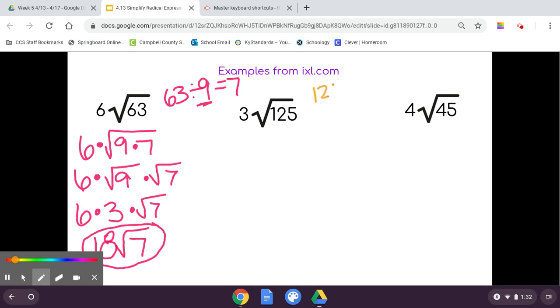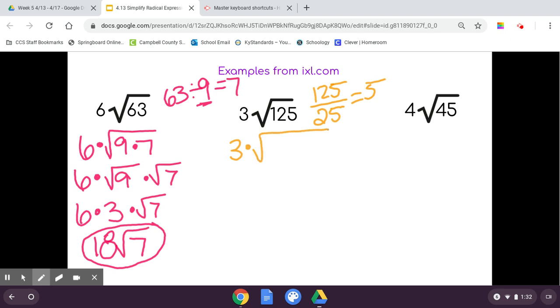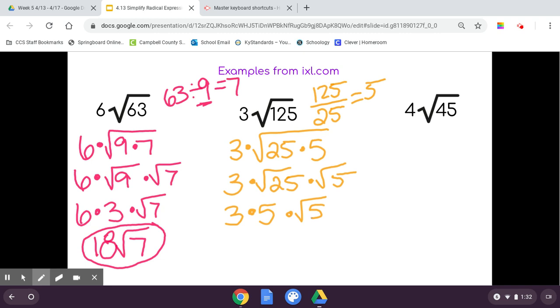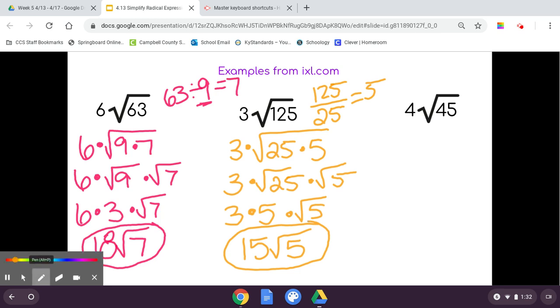So again, 125 can be divided by 25, which is a perfect square, which gives me 5. So 3 times the square root of 25 times 5. 3 times the square root of 25 times the square root of 5. 3 times 5 times the square root of 5 leaves me with 15 square root of 5, which is our answer. All right, one more.